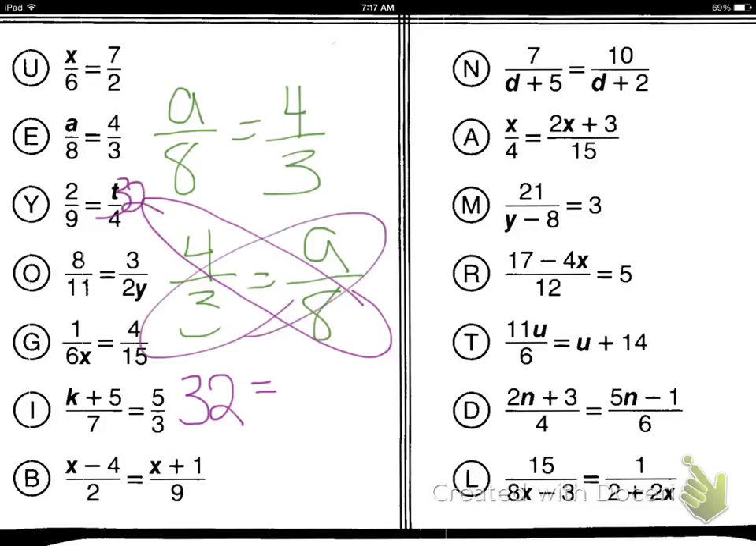This has to be equal to 32. And what is this? 3 times a. It's 3a. So you set your cross products equal to each other. So one more time. Oh, hang on. It's okay. Some of you are like, what? That's all right. I got you.